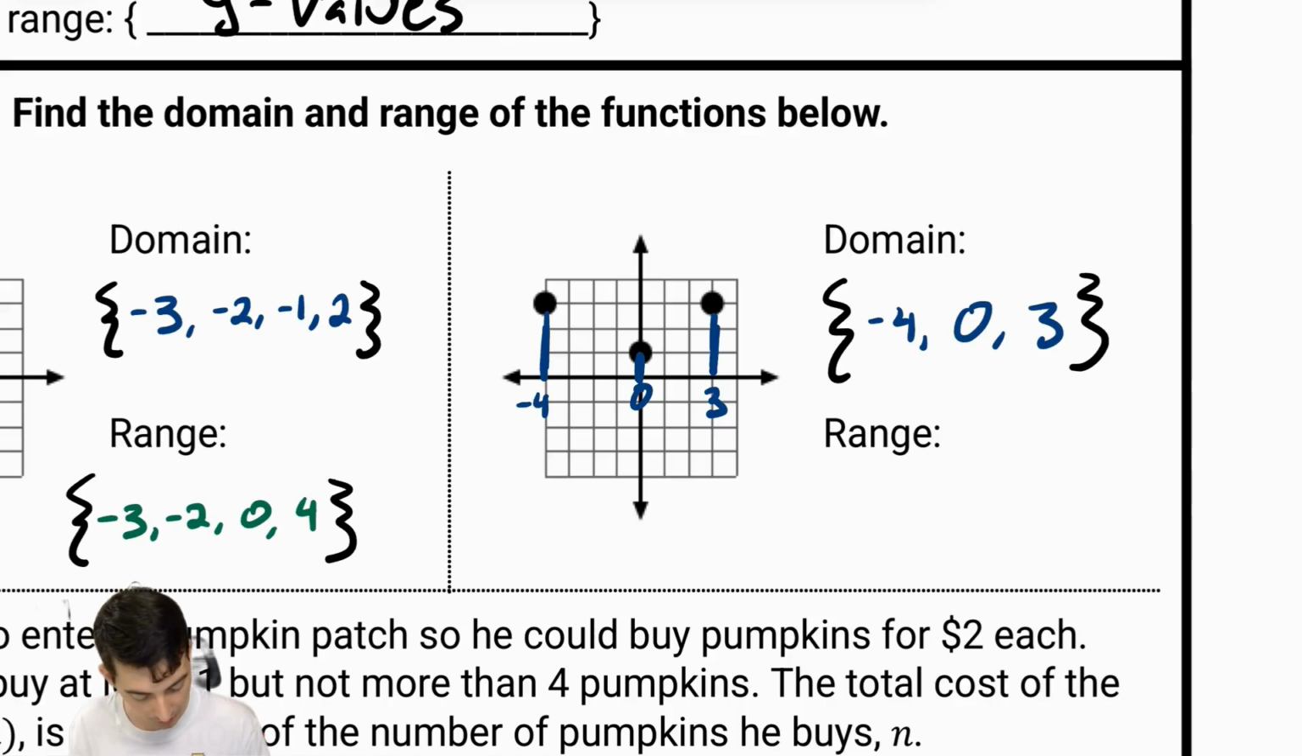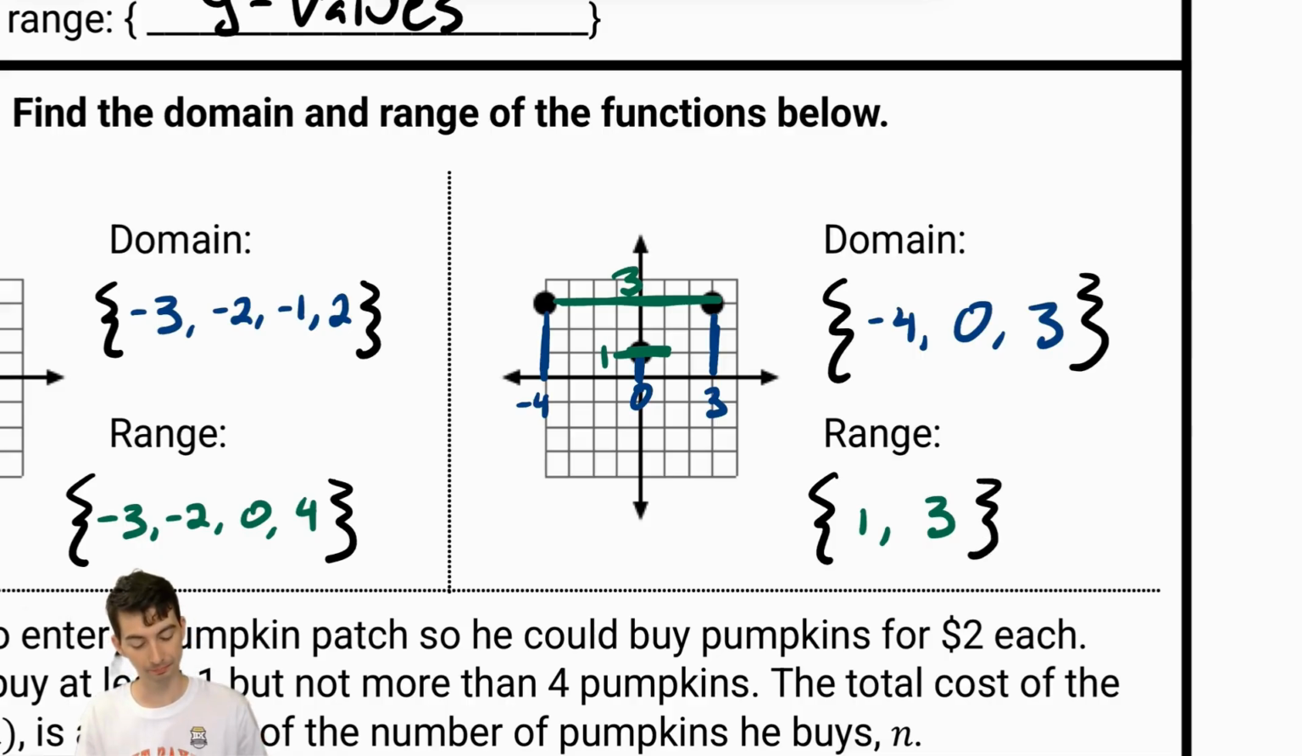And now for my range, I start again with the set. Right here on the y-axis, this is equal to 1. And now I see that both of these points are on the same line, and that y value is 3. Since both of those points are on the same line, we only need to write it once. So I can do 1 and 3, and I can go ahead and close my set like that.